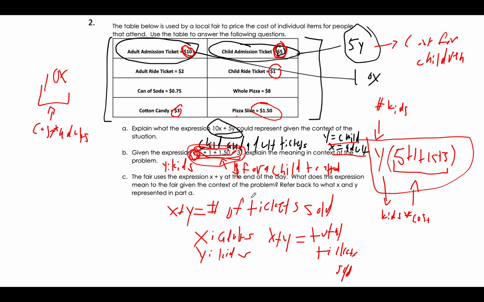So if we add those together, that's going to be the number of tickets sold. It's not the total amount that they made, but it gives us the total number of people that attended the park that day. X plus y is the total number of people that attended the park that day.